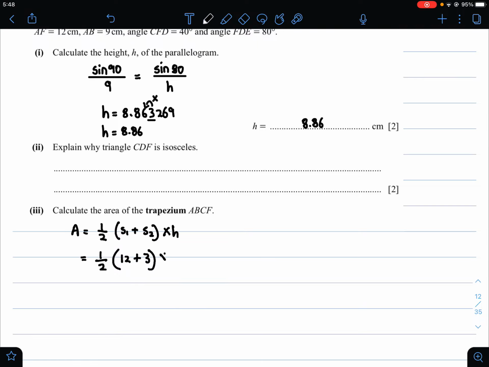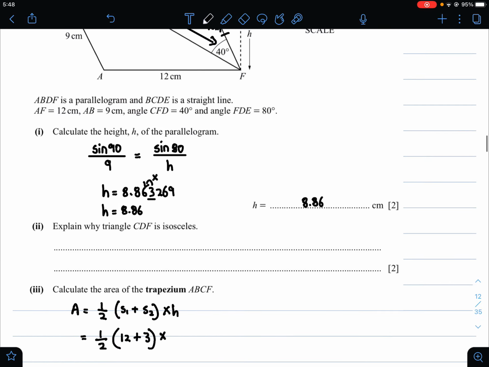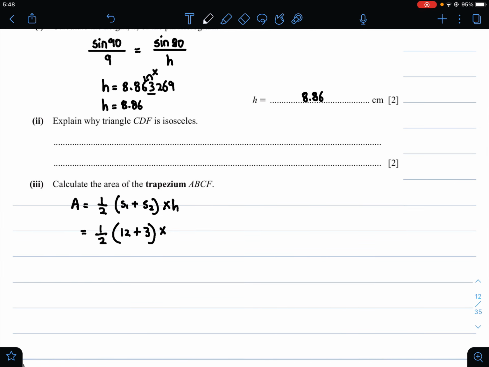Now, you multiply it with the height that we found in part 1 of B, that is 8.86 centimeters. So you can write 8.863269. It's better to take more decimal places so that you don't face the premature rounding error. So now all you need to do is input this calculation into your calculator. And once you do that, you will get your final answer as 66.4745.